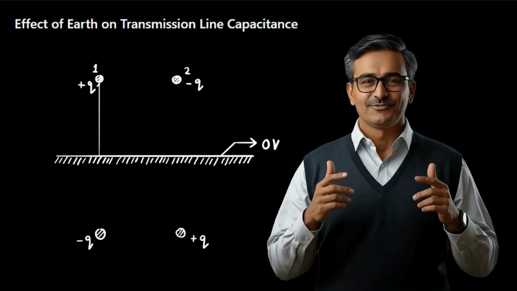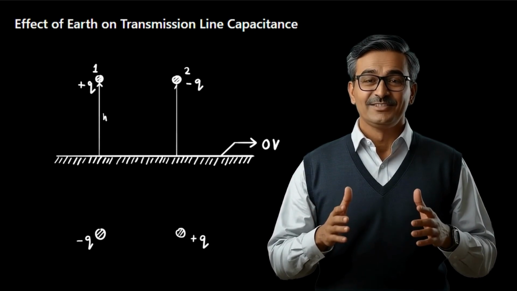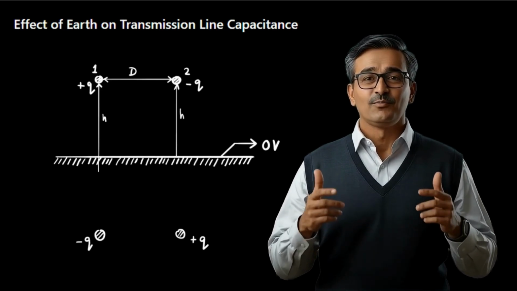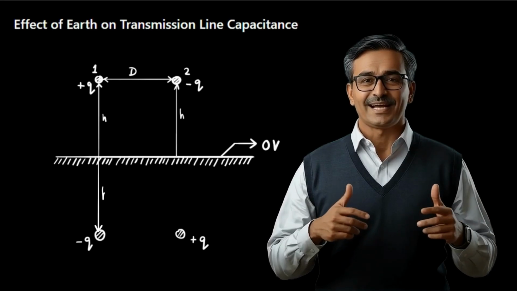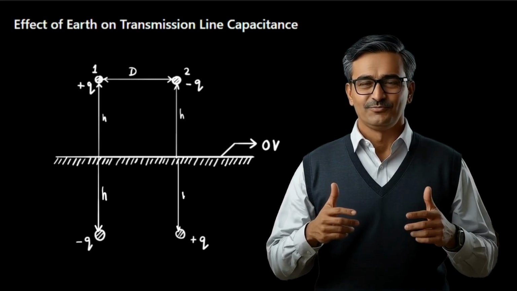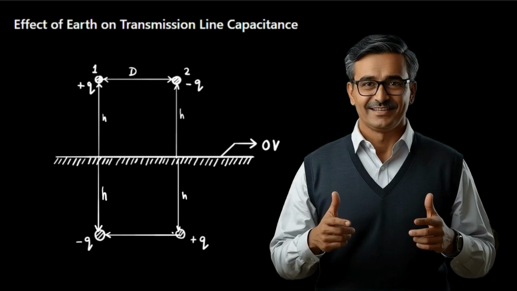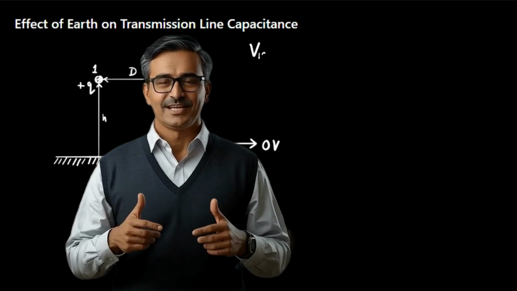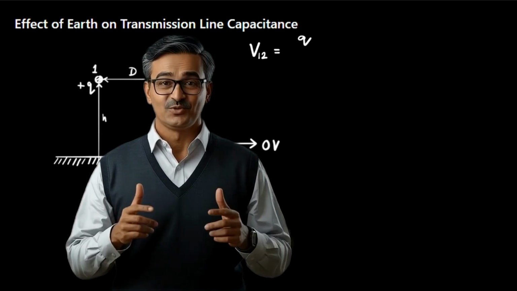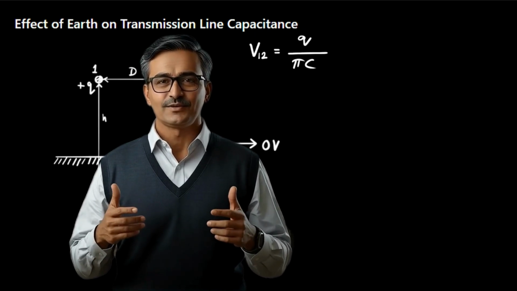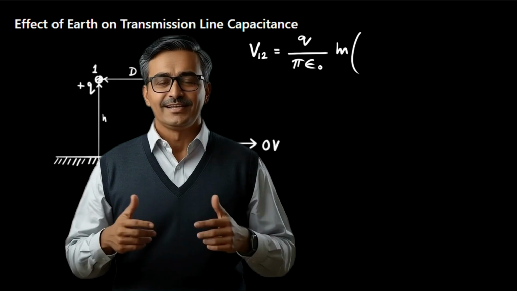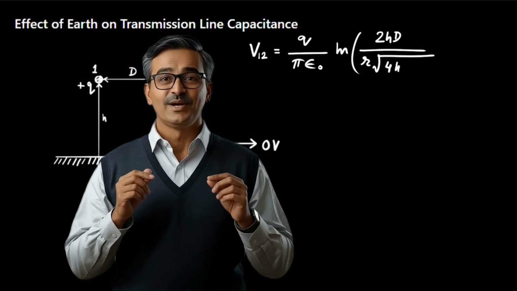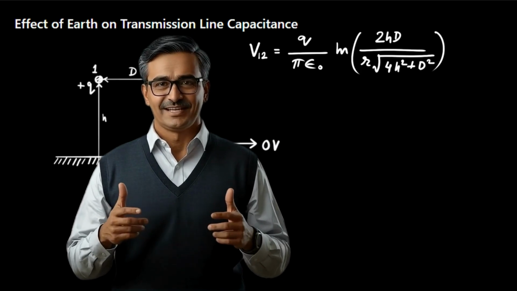Say, the height of both of the conductors from the ground is small h, and the distance between the conductors is capital D. The voltage between the conductors is obtained by considering the contribution of all four charges. After simplifying the mathematical expression, we obtain the final voltage equation. V12 equals Q divided by pi epsilon 0 multiplied by the natural logarithm of 2hD divided by r multiplied by the square root of 4h square plus D square.